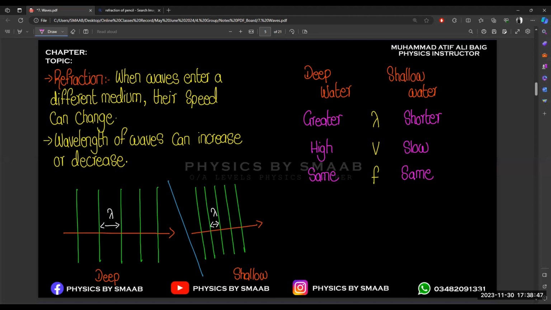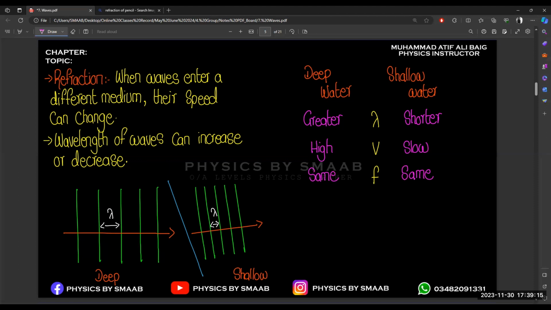So this is the scenario for deep water and shallow water, because in deep water we have high wavelength plus high speed, so we cover the number of waves in unit time. And if you compare shallow water, shallow water has short wavelength and slow speed. So this speed is enough to complete the same number of waves like deep water in the given time. So that's why their frequency remains same. Okay.